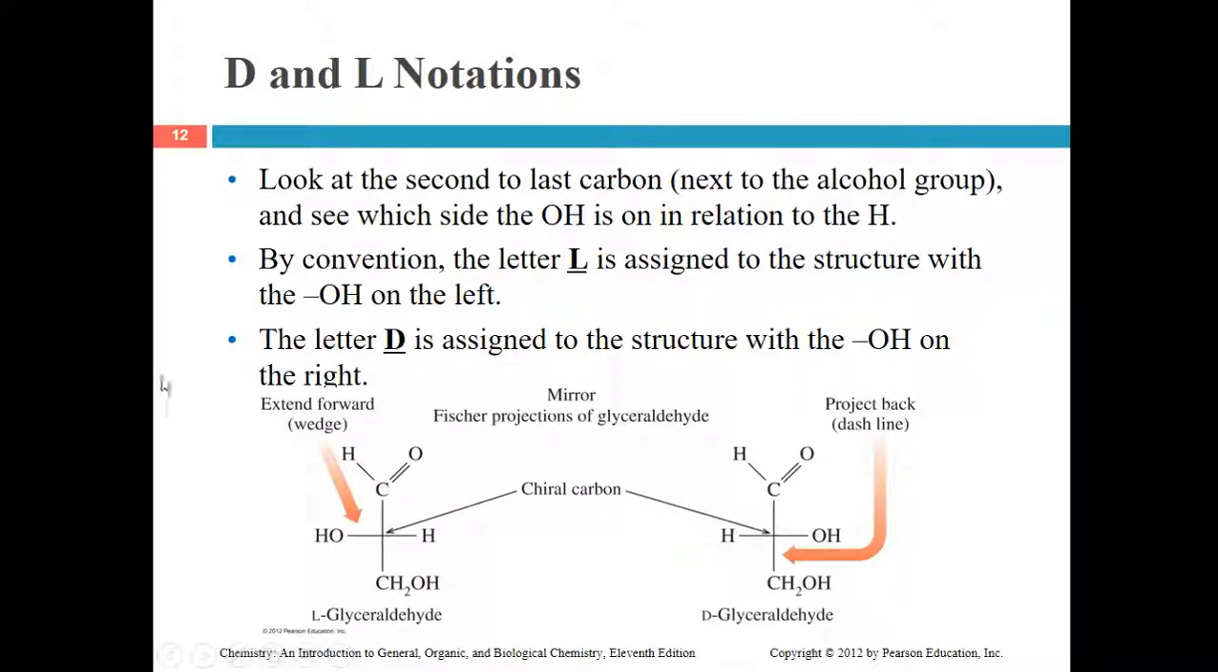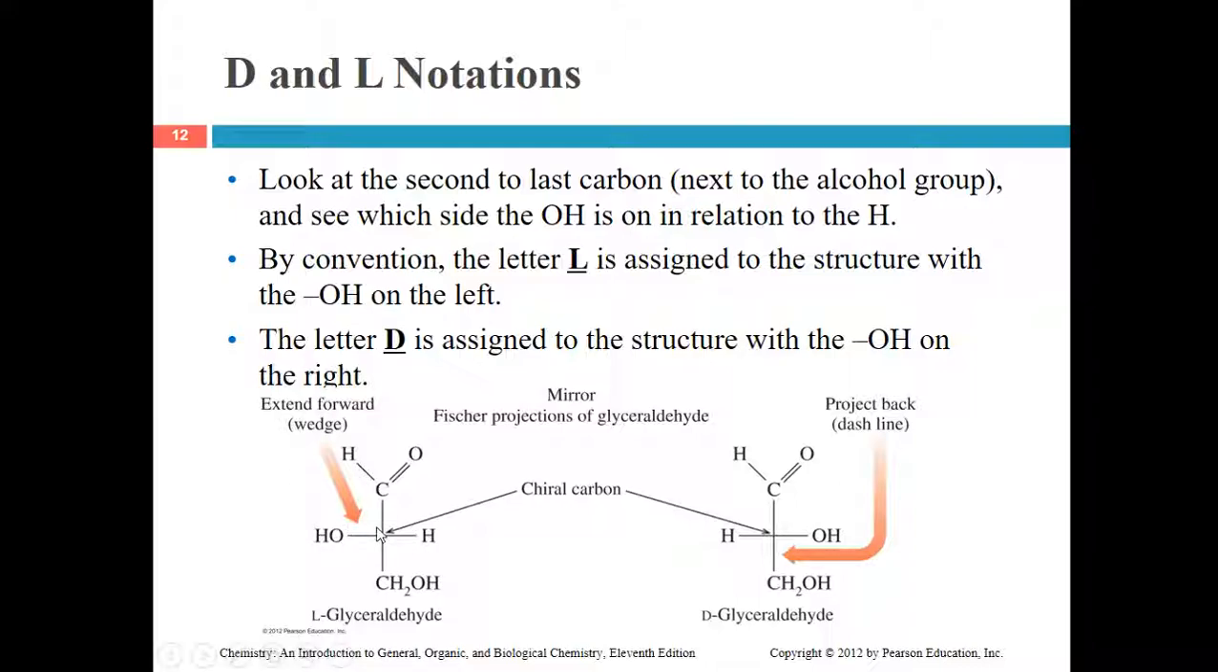Let's look at the second to last carbon, which is next to this alcohol group. See which side this OH is in relationship to the H. If the OH is on the left, it is designated as L. This molecule is glyceraldehyde, so this particular one is going to be L-glyceraldehyde. Whereas if we look at the mirror image, this enantiomer, the OH is on the right-hand side of this chiral carbon, and so that is D-glyceraldehyde.